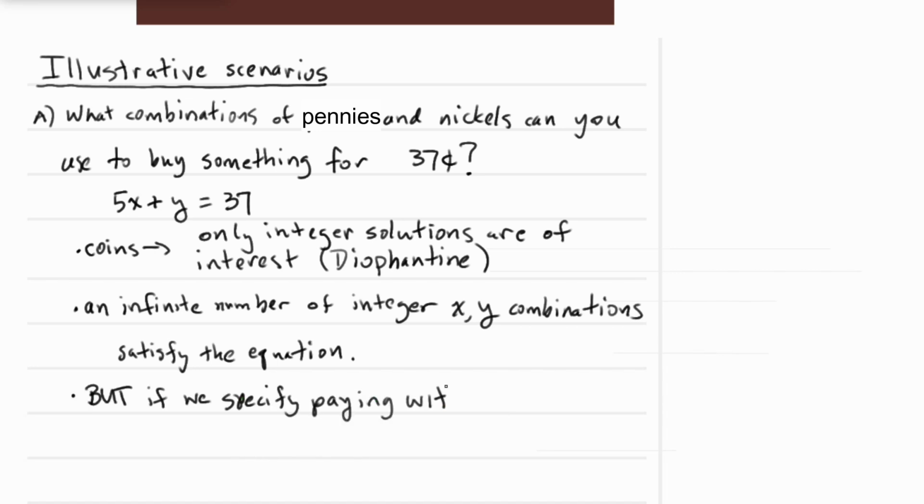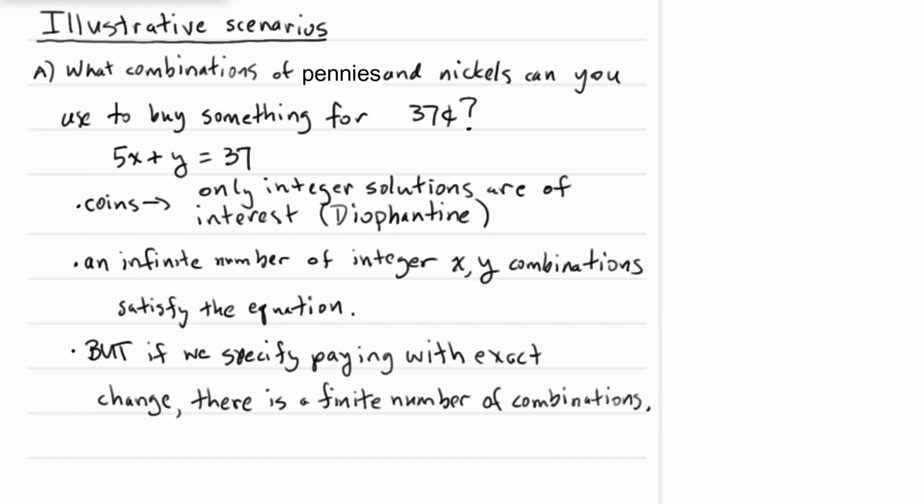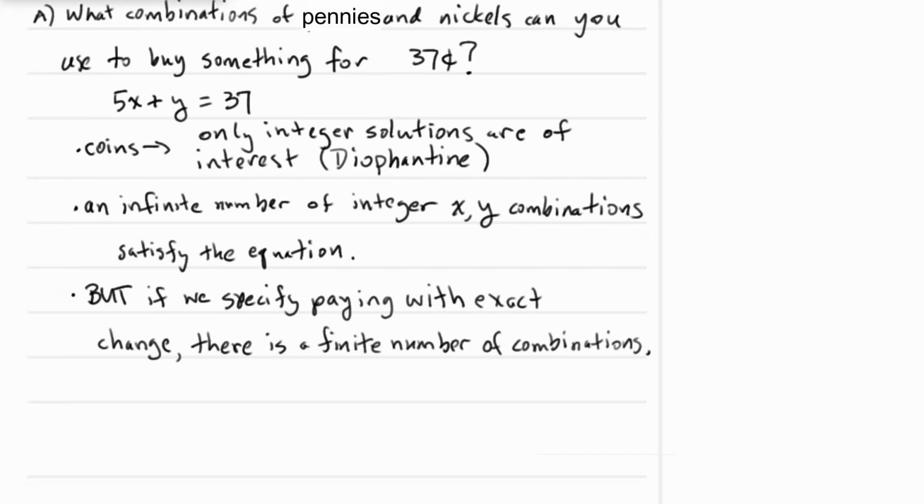However, if the scenario specifies paying with exact change, we'd rule out combinations like this, and there'd be a finite number of integer solutions. With this equation, depending on the scenario, there could be an infinite or finite number of solutions. But it's a linear Diophantine equation either way.